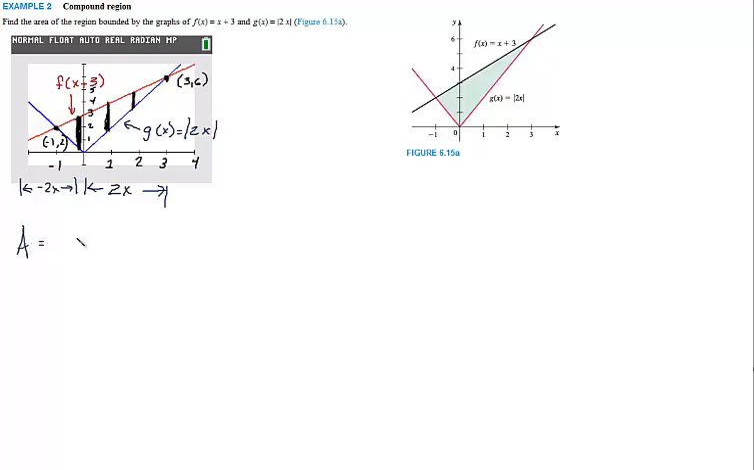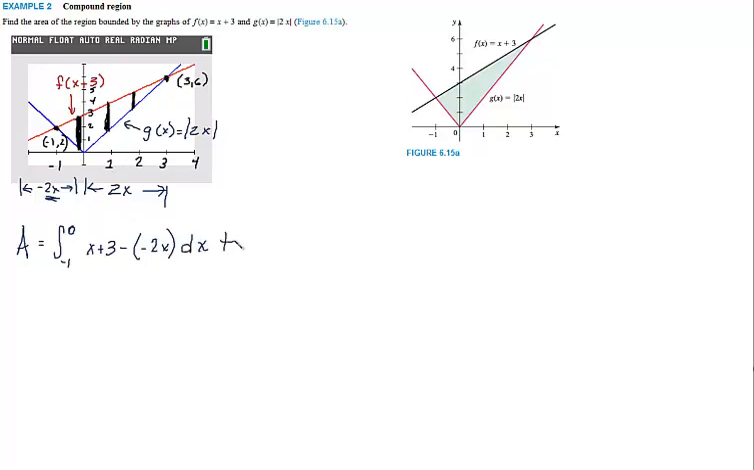So my area is going to be, limits of integration, my x ranges from -1 to 0. The function that's always on top in that region is this x plus 3, minus the one that's always on the bottom, and that one would be this minus 2x, because that's the function that is present in that particular region.